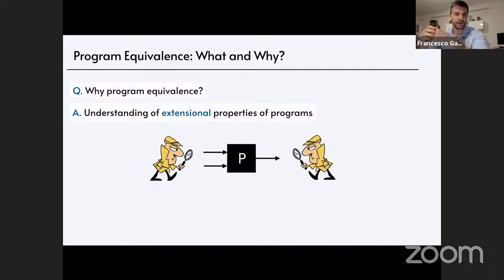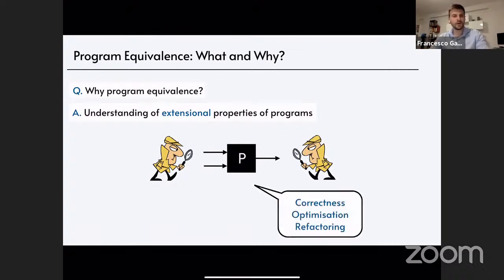So what is program equivalence and why do we care about that? One of the many possible answers is that we are interested in understanding extensional properties of programs. What I mean by that are those properties that can be studied essentially by regarding programs as black boxes. That means that we can observe their behavior without really inspecting the program. The program is a black box, so we cannot see what is inside. We can just observe the relationships between the input and the output of the program. That is the extensional behavior of the program.